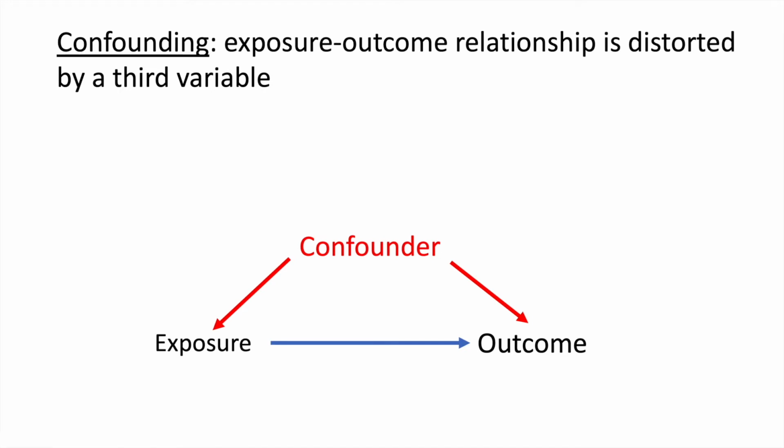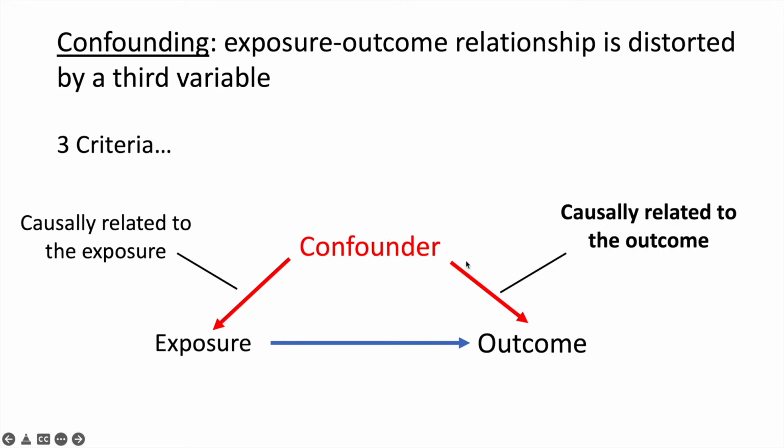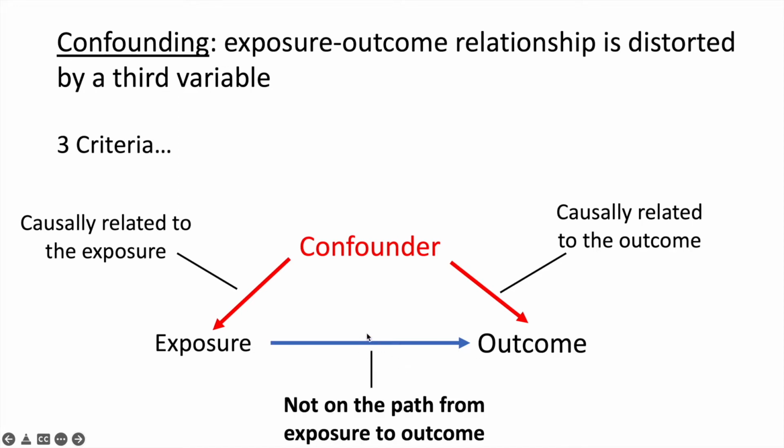So just a broad definition, confounding is when a variable distorts the relationship of interest. We're interested in the relationship between this exposure and the outcome, but this relationship is being distorted by this third variable, a confounder. And for something to be a confounder, it needs to meet three criteria. It needs to be causally related to the exposure, it needs to be causally related to the outcome, and it can't be an intermediate on the path from the exposure to the outcome.